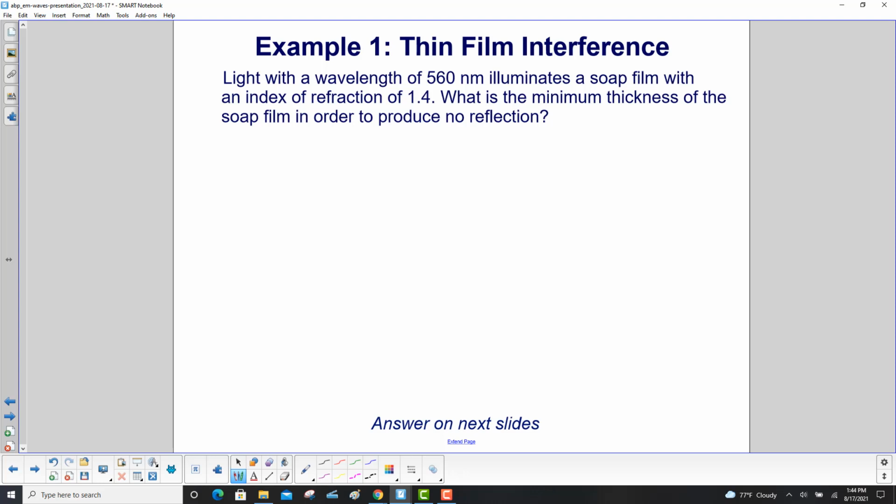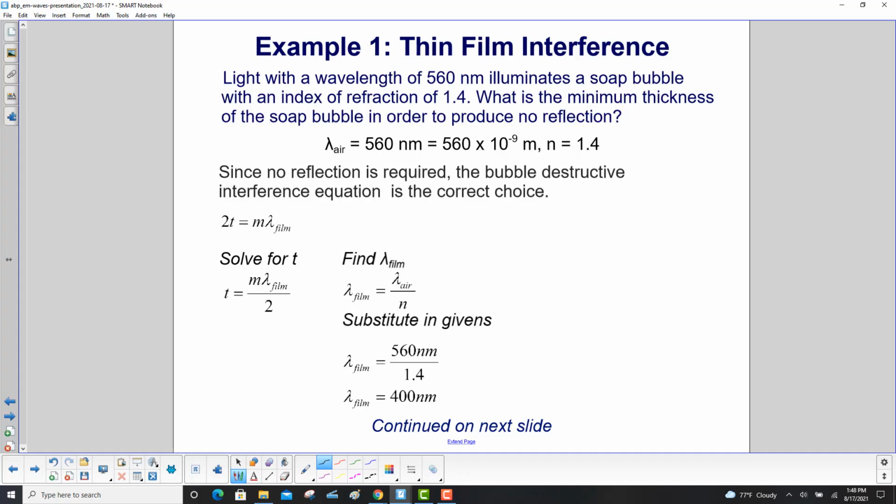Light with a wavelength of 560 nanometers illuminates a soap film with an index of refraction of 1.4. What is the minimum thickness of the soap film in order to produce no reflection? We write down the givens, and automatically we transform nanometers into meters. But this time we really don't have to do that because our thickness will be in nanometers, and that will make sense for this type of problem because it's very thin. It's a thin film. We want no reflection, so we need the bubble destructive interference equation right here.